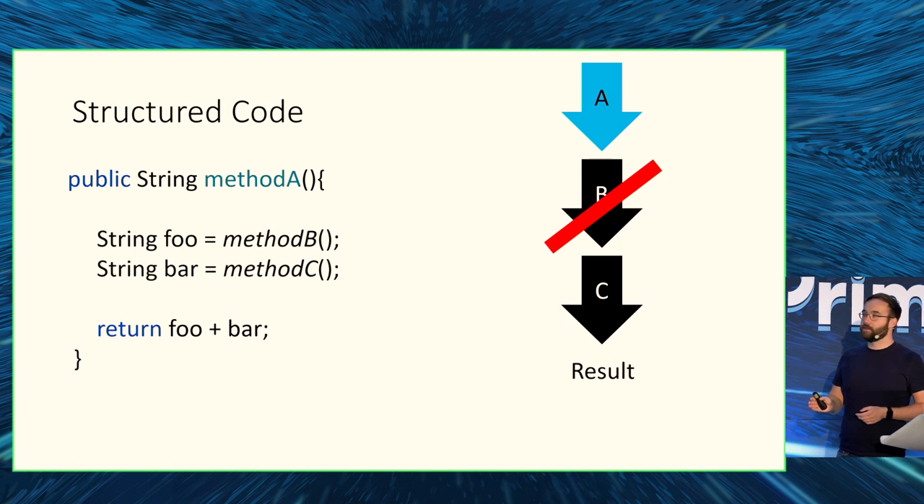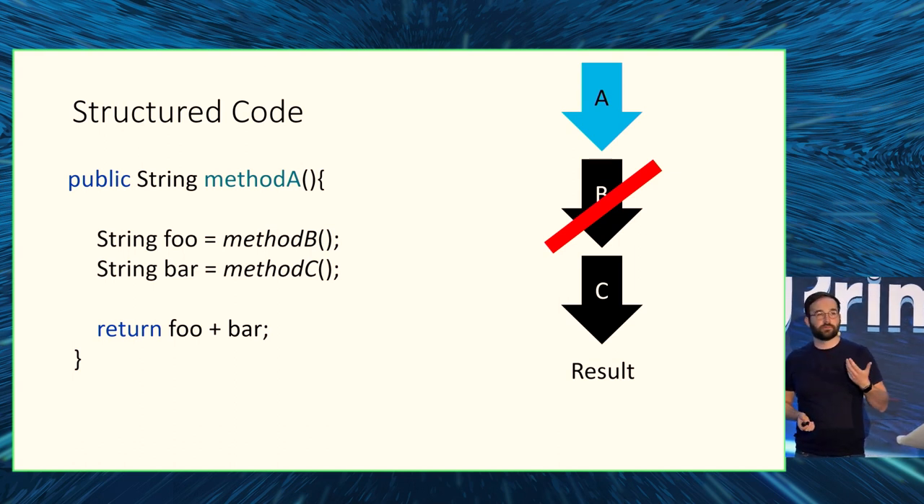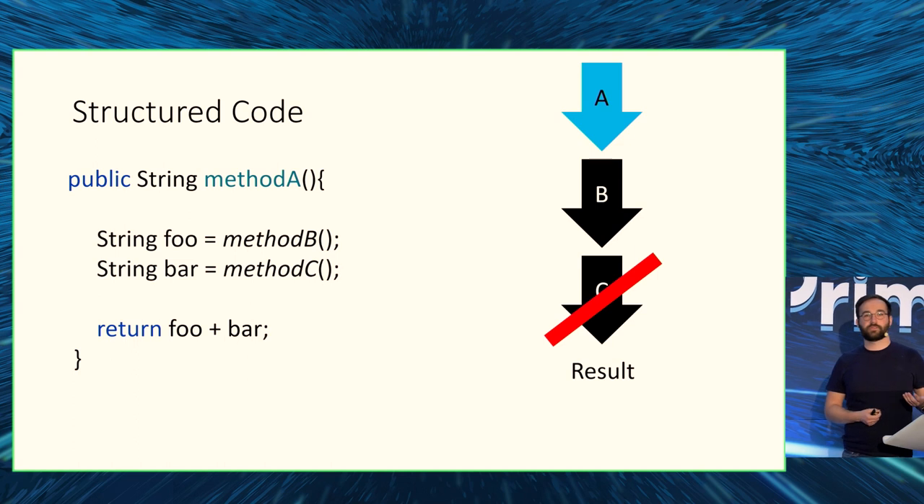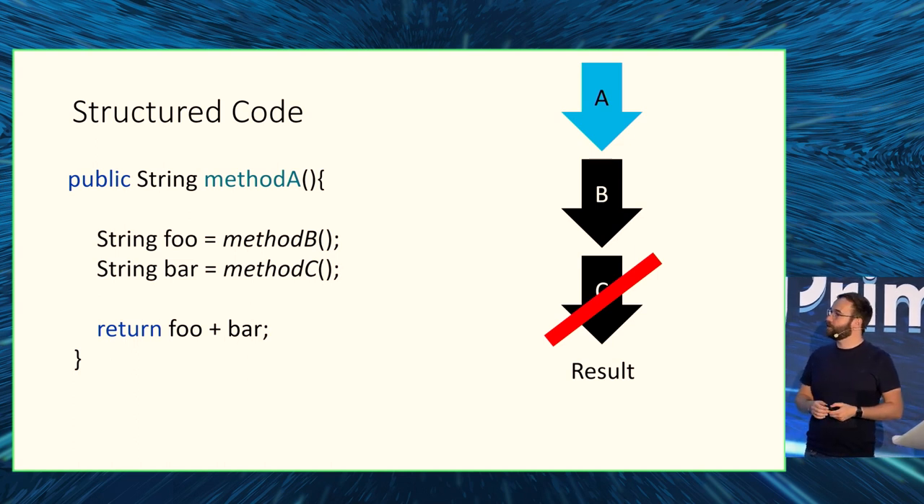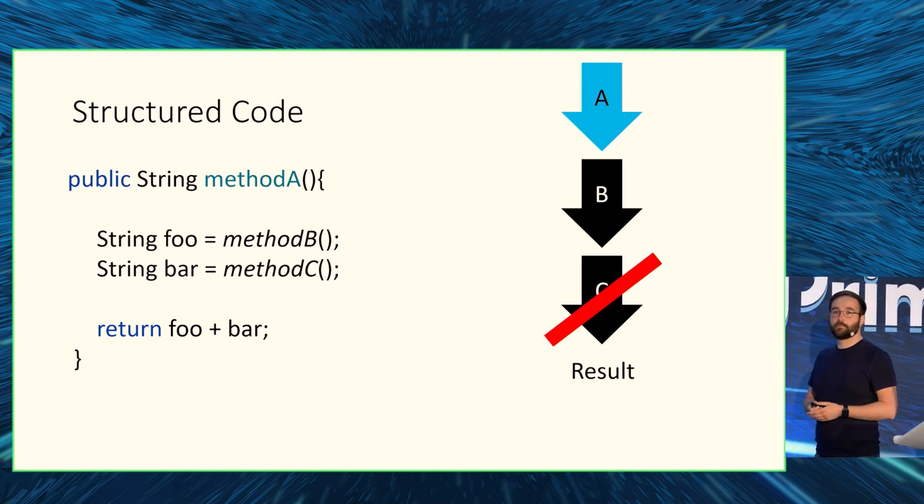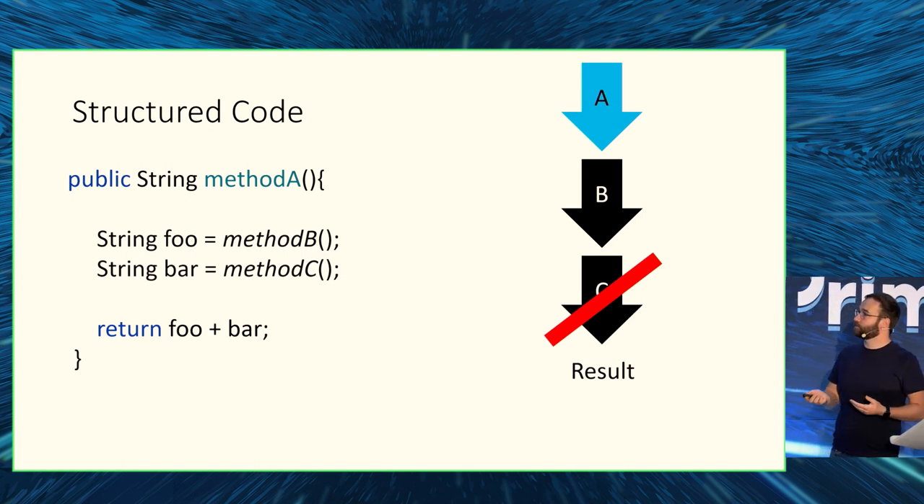Method C will never run. Method A will also stop, and the caller of method A will know something has happened and can act on it or not, but I'm not wasting any more resources and I can just continue. And the same goes for method C. If method C throws an exception, I have only run method B, and then at method C I can stop, and that is it. So this is a very simple example of the flow of structured code.